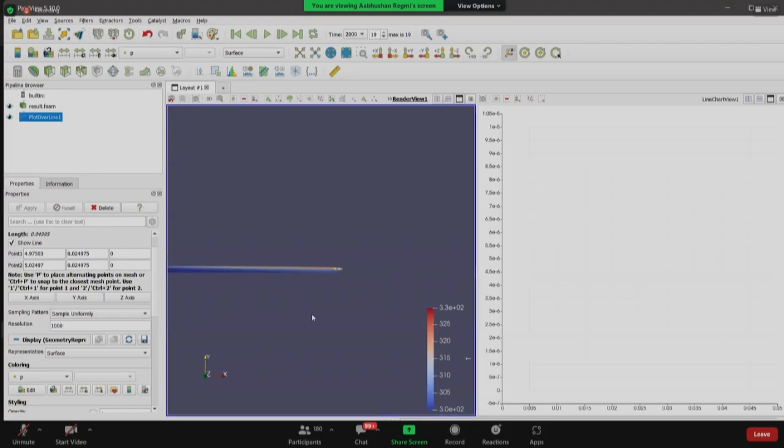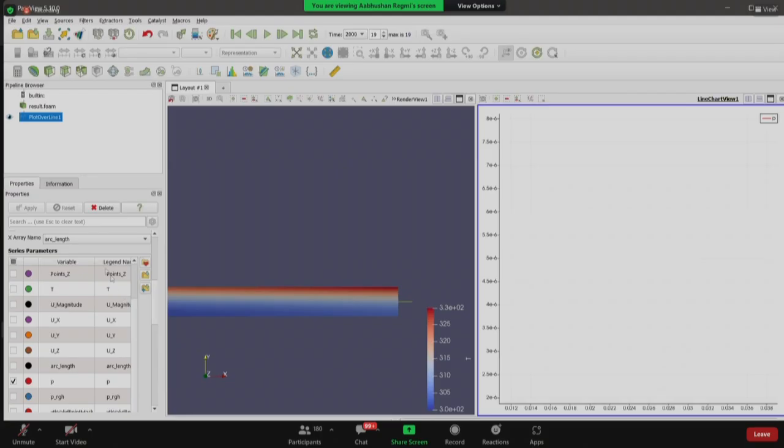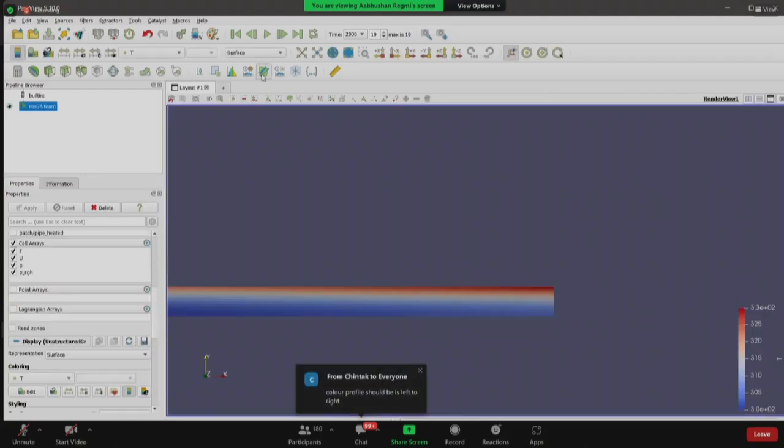So where am I at? This is my point 1. I want it to be a 0. Okay, I'm going to delete it and plot over line again.